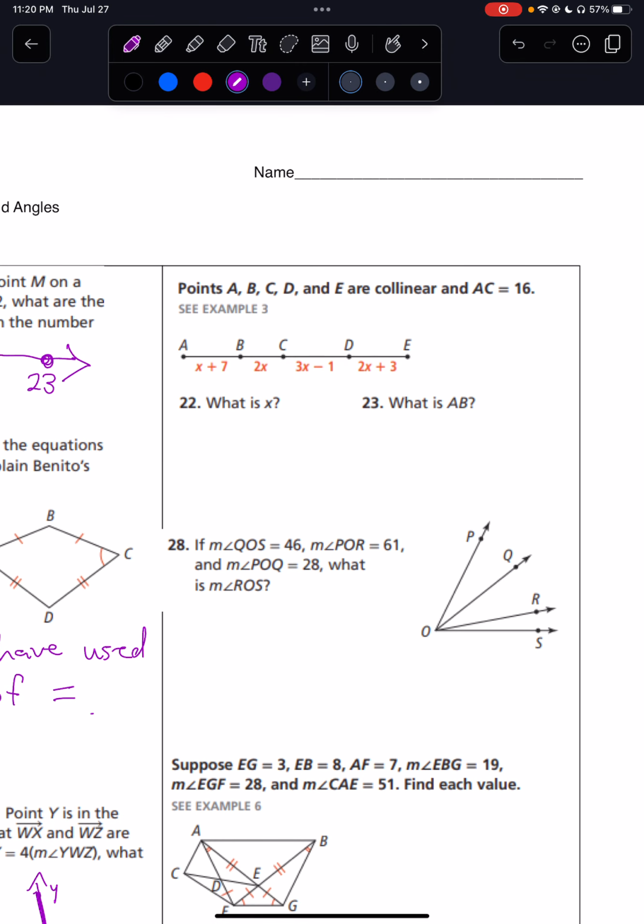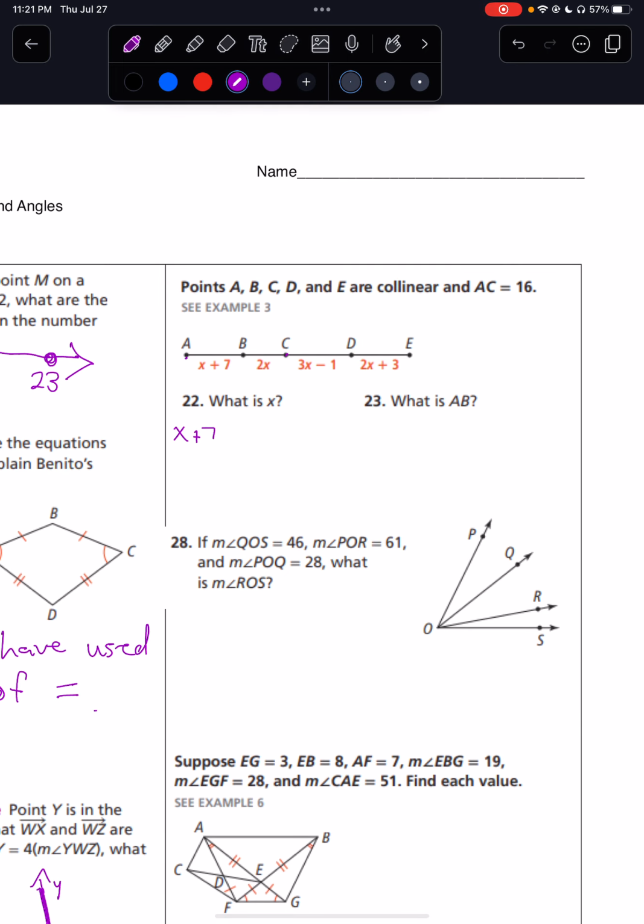Number 22, we see that points A, B, C, D, and E are collinear. They're all on the same line. And AC is equal to 16. So that's helpful right away because it helps us find x for 22. So if AC equals 16, that means that x plus 7 plus 2x equals 16. Then I simplify: 3x plus 7 equals 16. Subtract your 7, so 3x equals 16 minus 7, which is 9. Divide by 3, x equals 3. So the answer to 22 is that x equals 3.